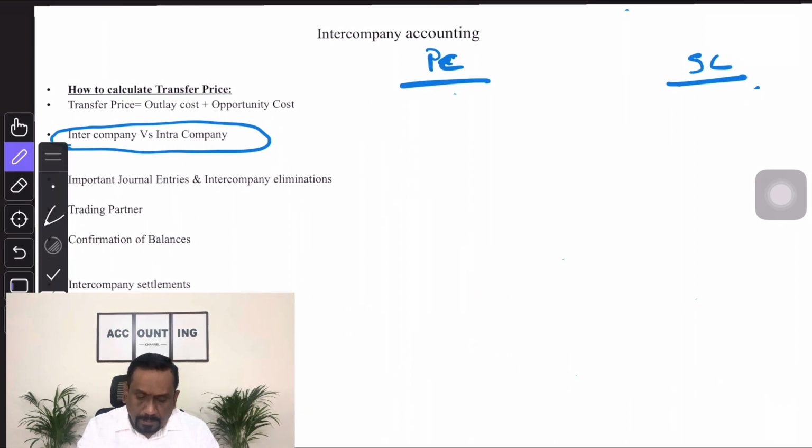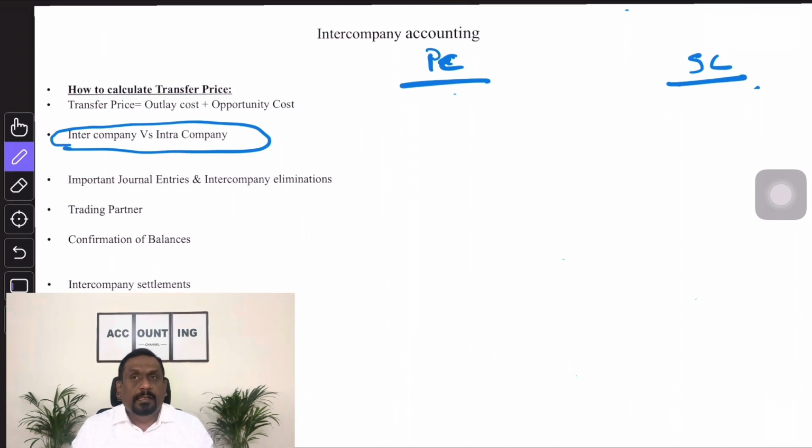See, intercompany: a parent company transferred goods to a subsidiary company. What entry do we post for this? Let us say the parent company is transferring goods to the subsidiary company.